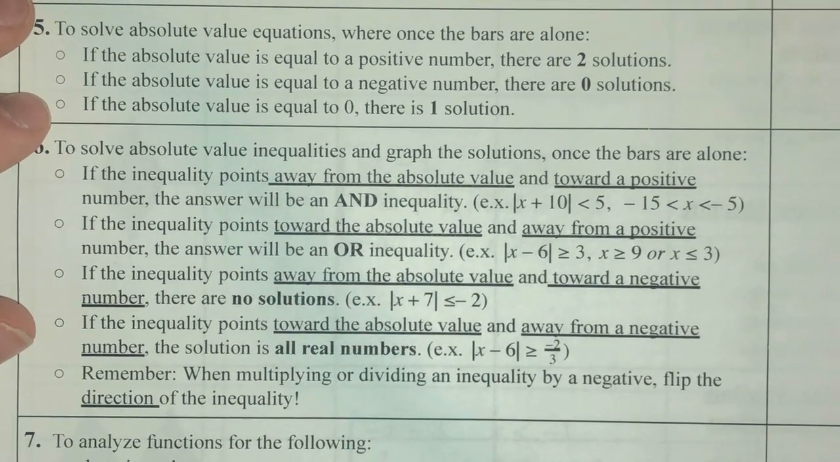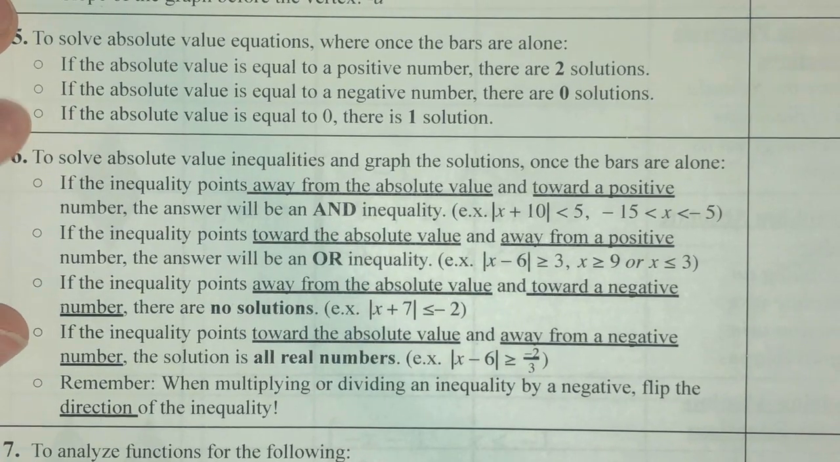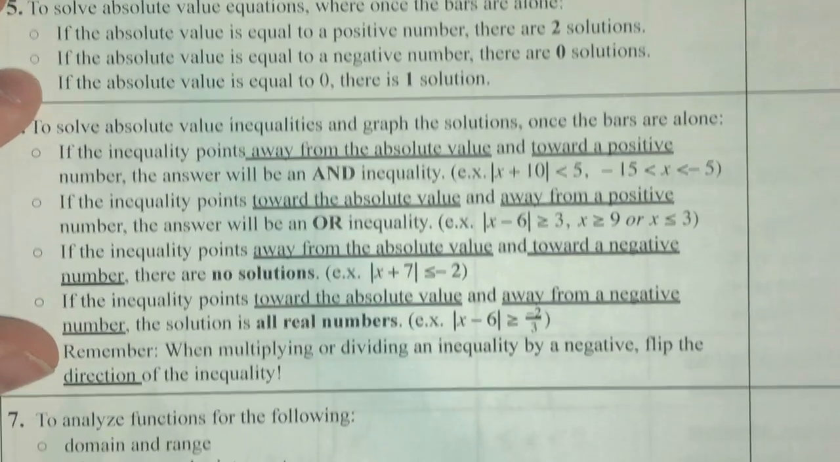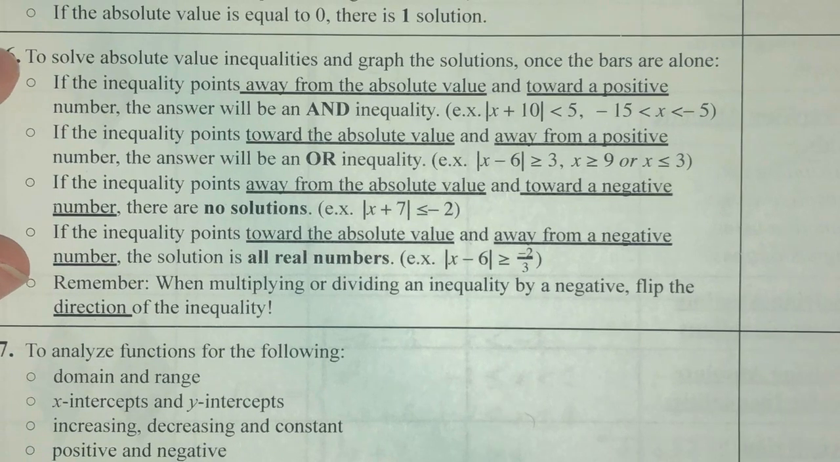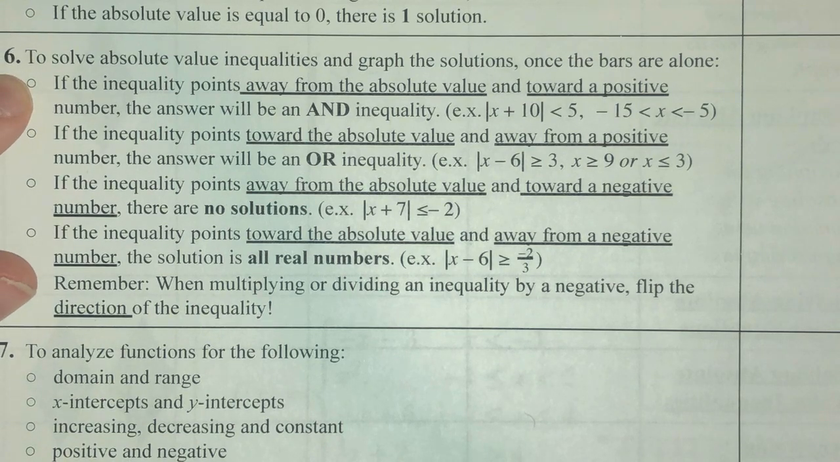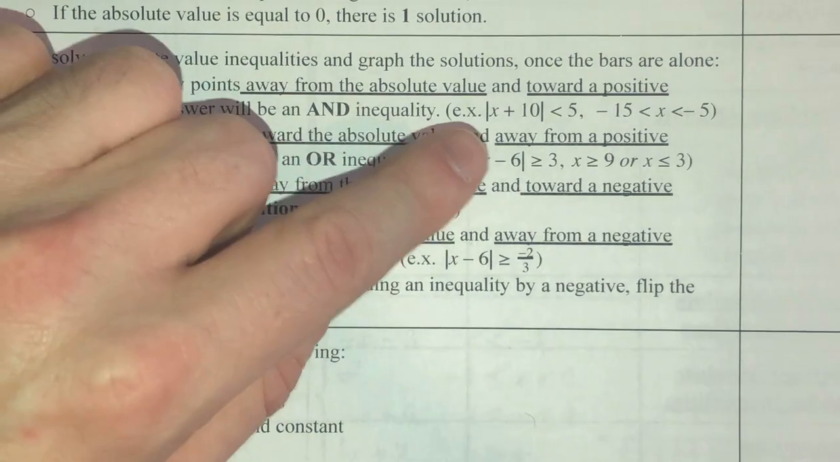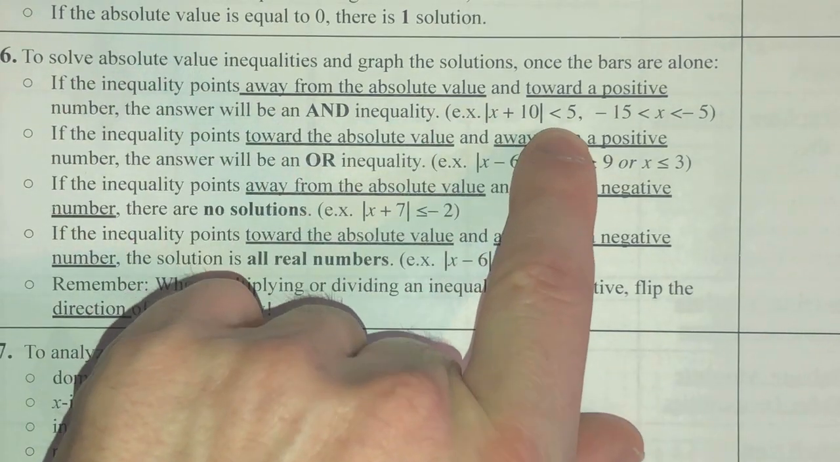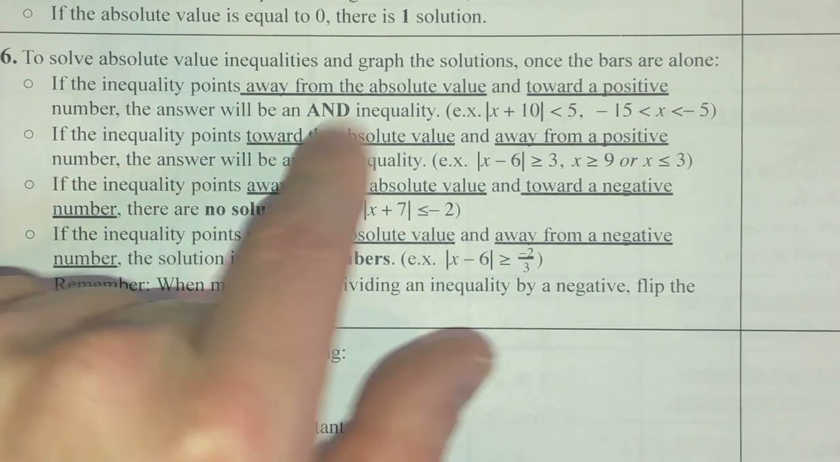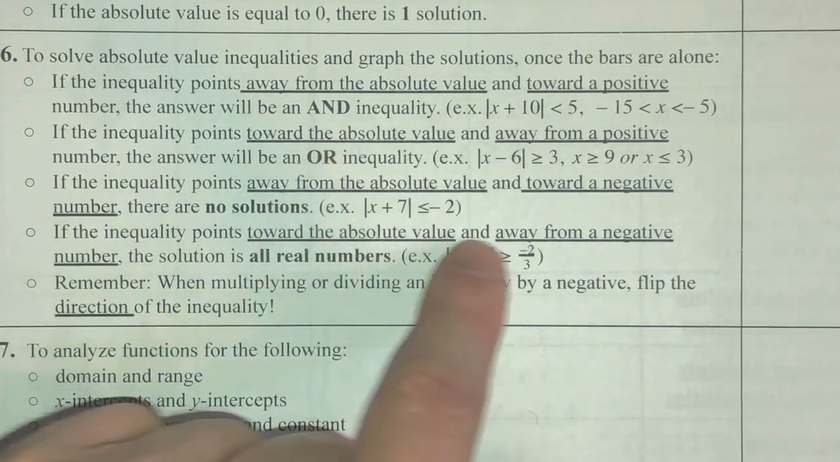To solve absolute value equations, remember that when the bars are alone, if it's equal to a positive number, 2 solutions. Negative number, no solutions. 0, 1 solution. To solve absolute value inequalities and graph the solutions, once the bars are alone, if it points away from the absolute value and towards a positive, it's an AND inequality. Away from bars towards a positive. If it points towards the absolute value and away from a positive, it's an OR inequality.